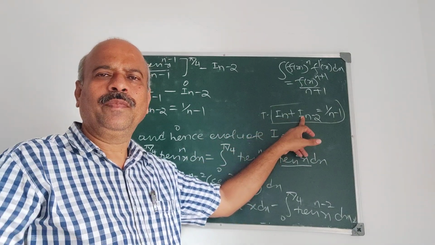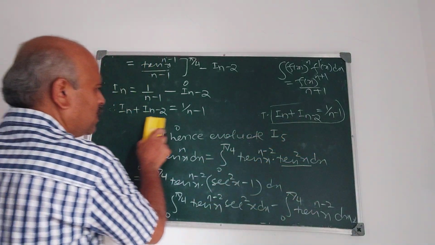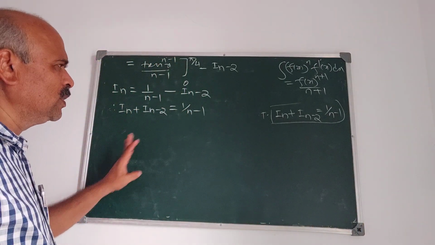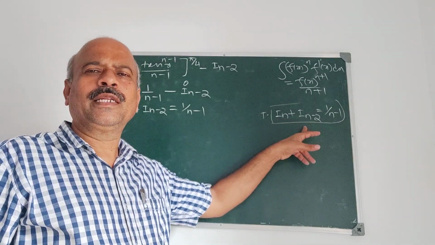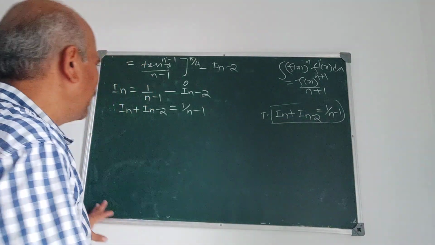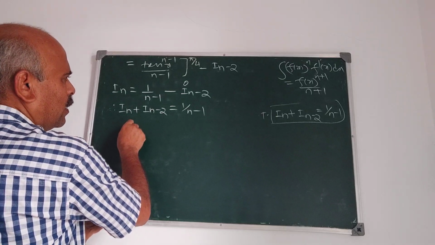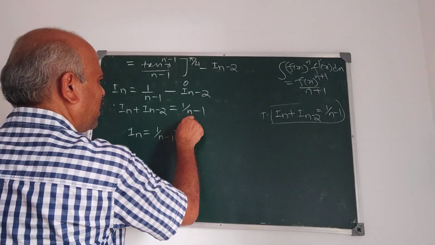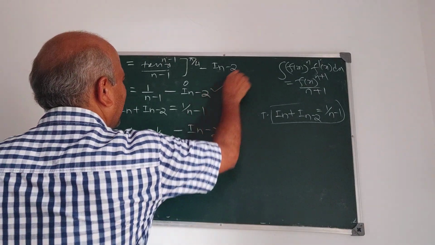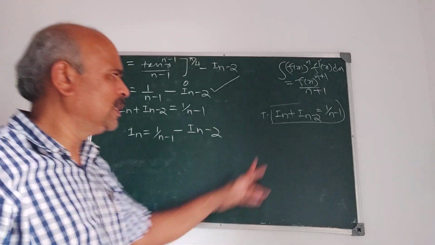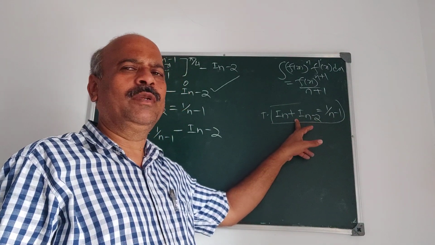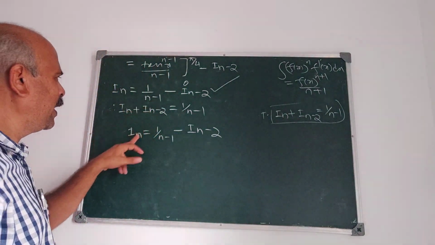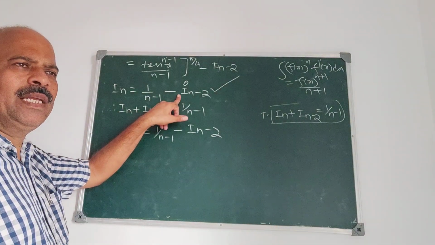This is the first part. And hence evaluate I5. Hence evaluate means you have to make use of this as a recurrence formula. I5 means, In is therefore 1 upon n minus 1 minus In minus 2. I refer to this one. This is a standard problem. The first part we have derived. To evaluate I5, I refer to this: In is 1 upon n minus 1 minus In minus 2.